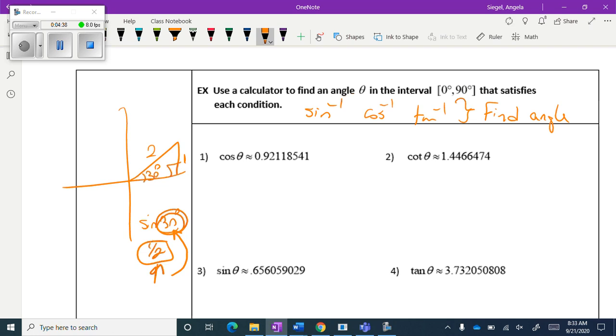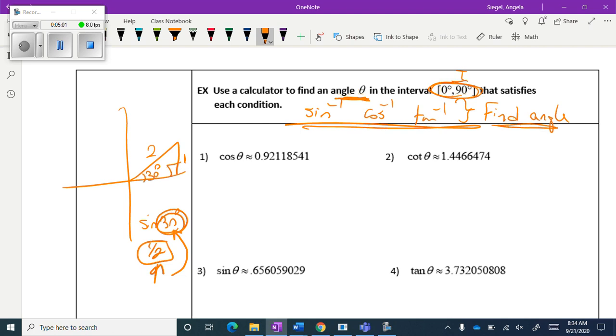So let's decode the directions as well. Use a calculator to find theta. That's what we're doing. We're using sine inverse, cosine inverse, tangent inverse in the interval 0 to 90. So this is that first quadrant. All it's telling you is don't worry about signs. I don't care if it's positive or negative. We're just going to assume that it's positive and go from there.